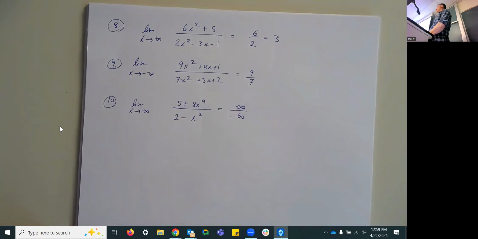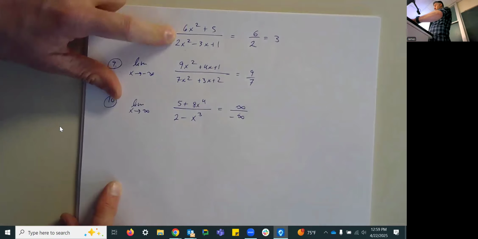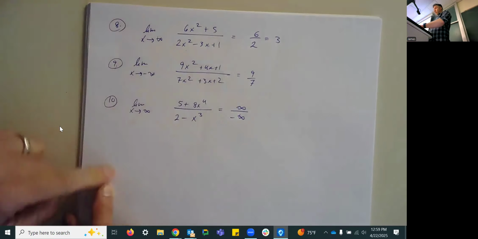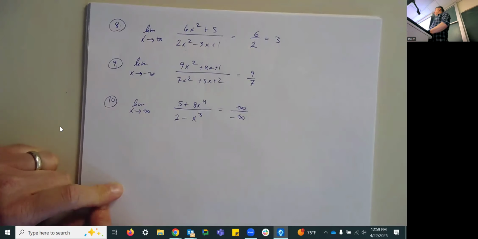This is also called an indeterminate form. It can literally be anything. It was before, right? This infinity over infinity was 3. That infinity over infinity was 9 over 7. This infinity over infinity is going to be something else. Let's see what we get.